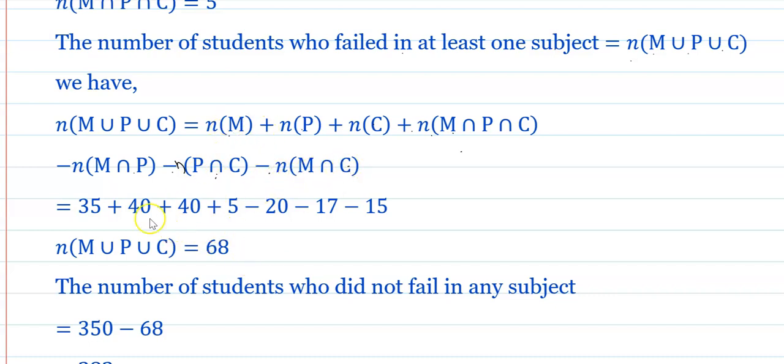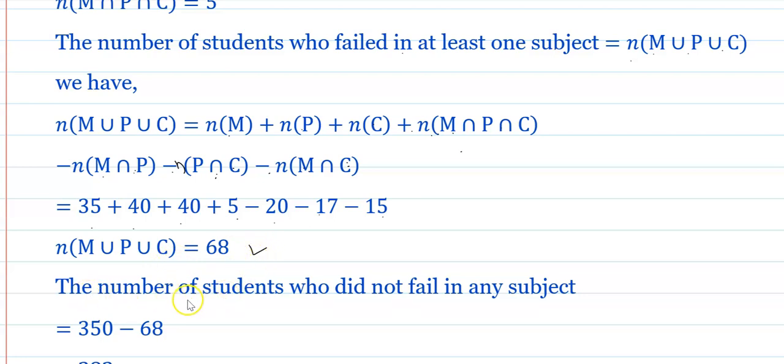Substitute the values. n of M is 35, n of P is 40, n of C is 40, and all these 3 together were 5. Maths and physics 20, physics and chemistry minus 17, maths and chemistry 15. Okay, if we simplify it, then you will get n of M union P union C, which means the number of students who failed in at least one subject, is 68.